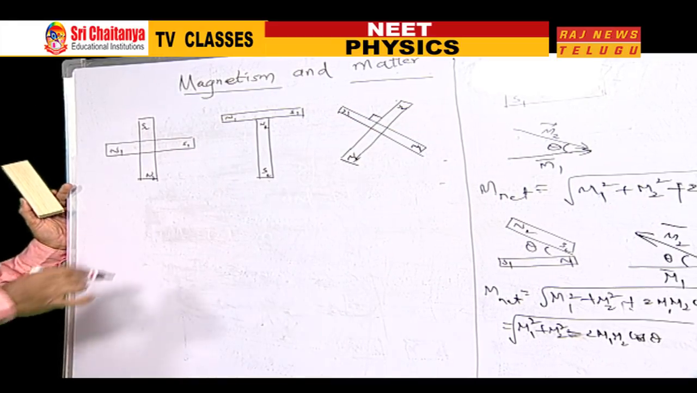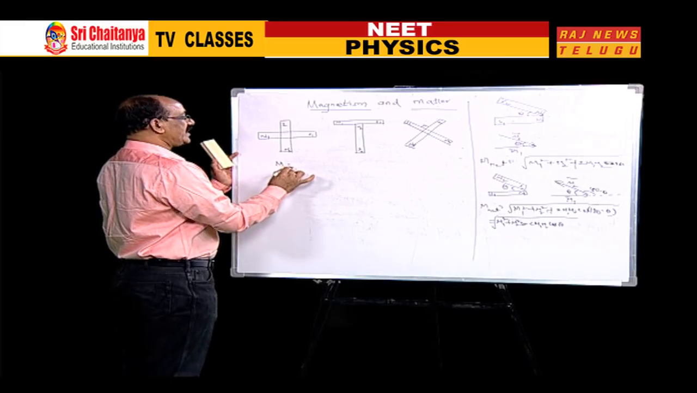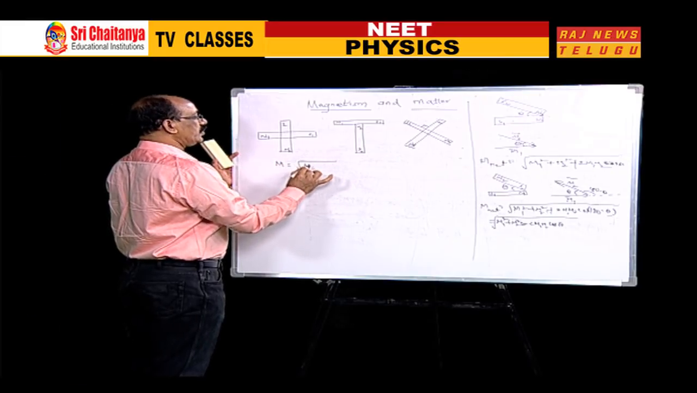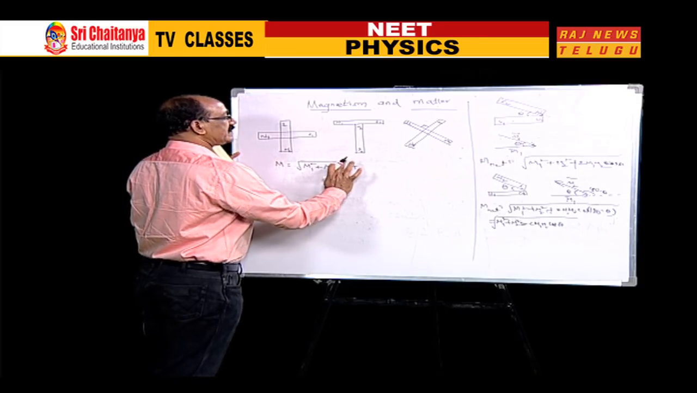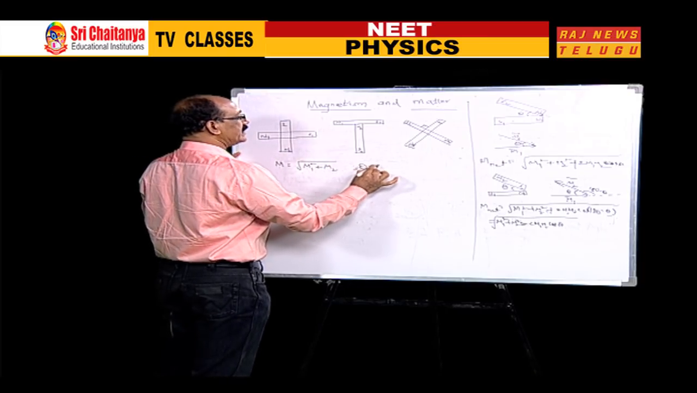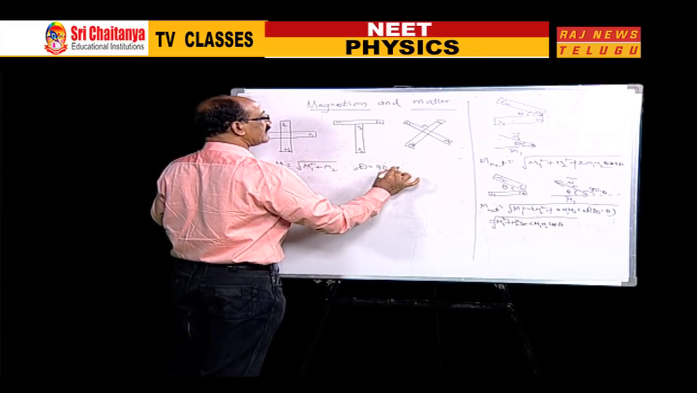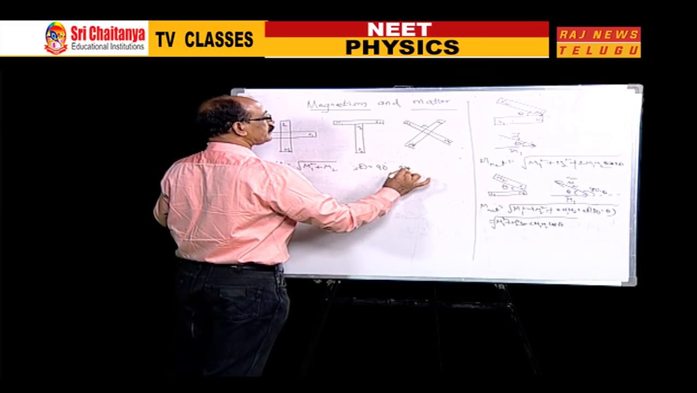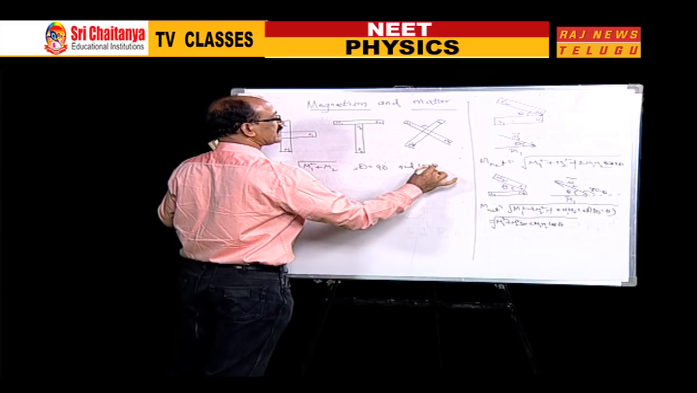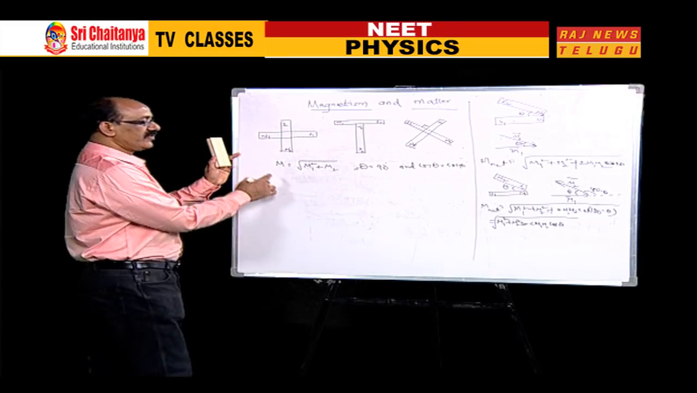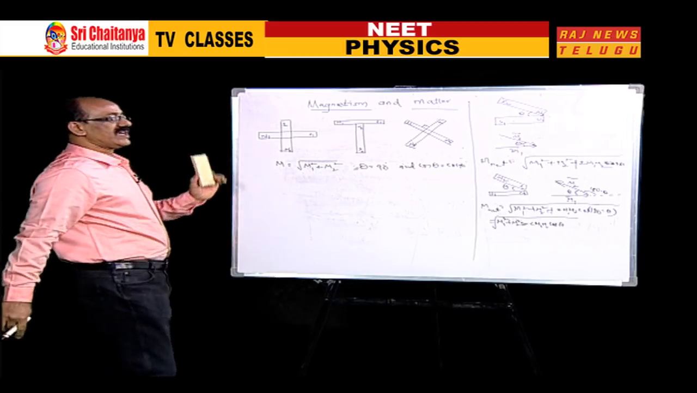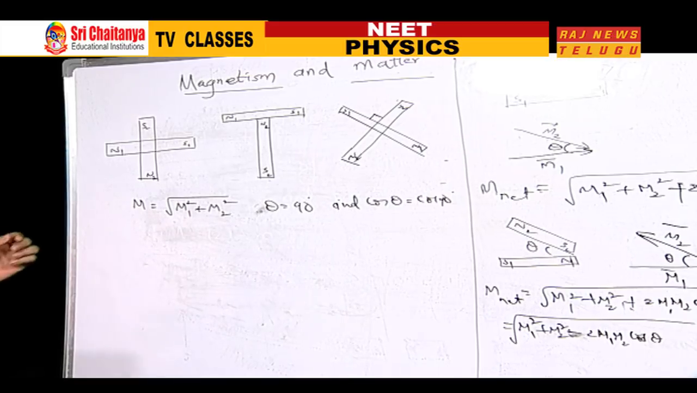Okay? So the net magnetic moment of the arrangement will be equal to the square root of m1 square plus m2 square, as theta is equal to 90 degrees and cos theta, cos 90, is 0. Therefore, we get it as m1 square plus m2 square.